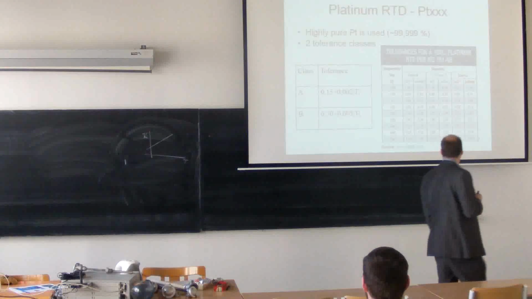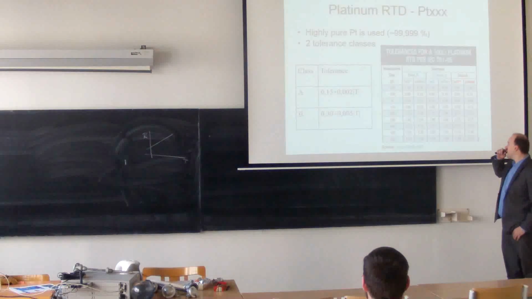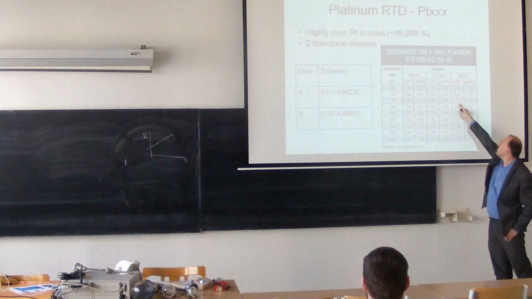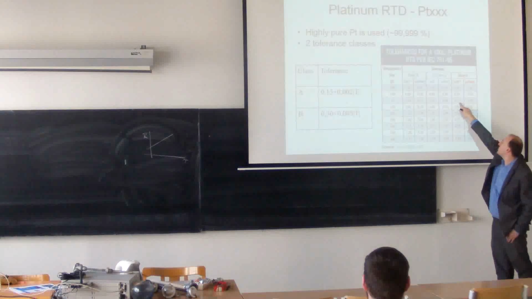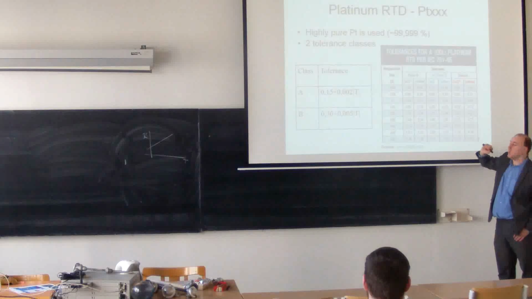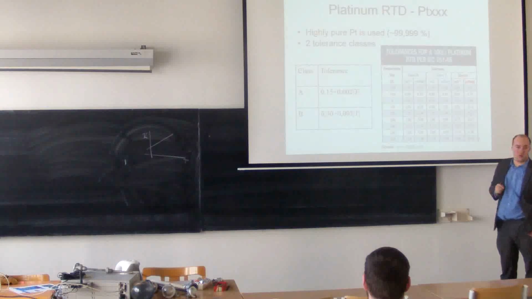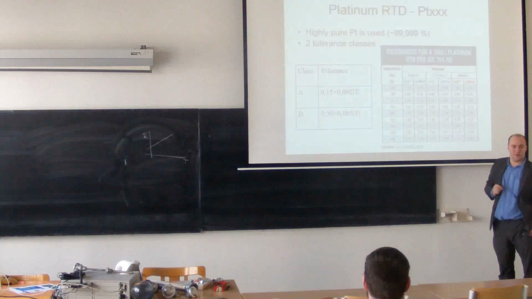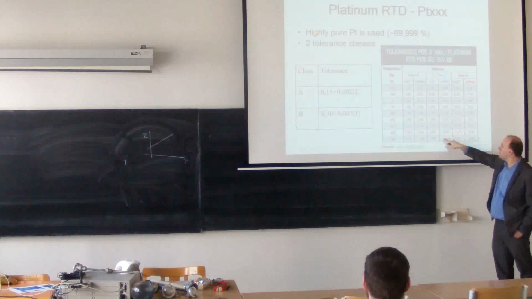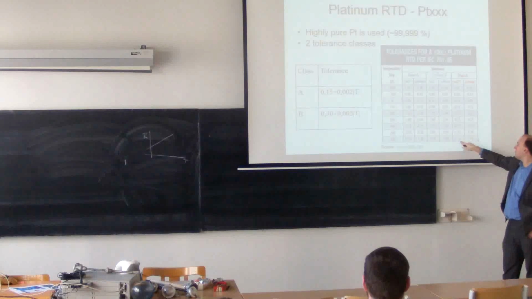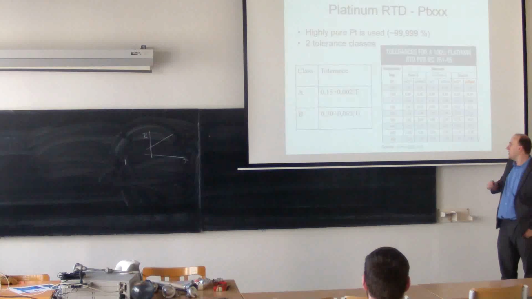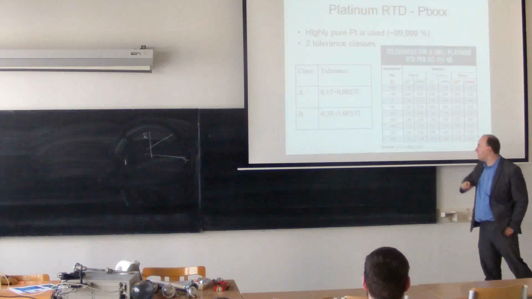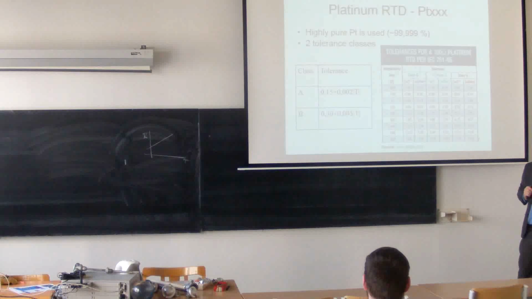To give you an estimate of precision, let's take 0 centigrades. So 0 centigrades means 100 ohms. This is plus minus 0.06 ohms, and this means plus minus 0.15 centigrades. If you measure 600 centigrades, then for a class A sensor you can expect an accuracy of 1.3 centigrades. For class B, you can have about 3 centigrades of accuracy, which is below 0.5%.